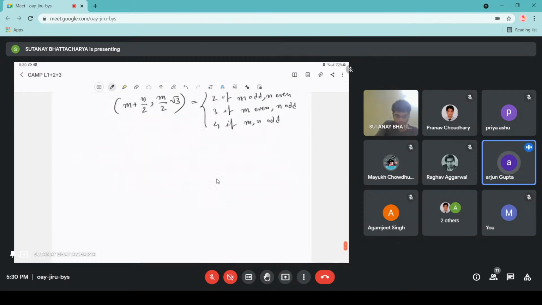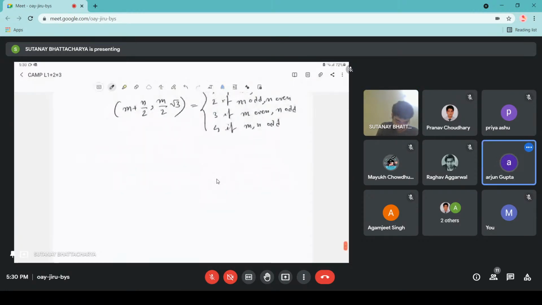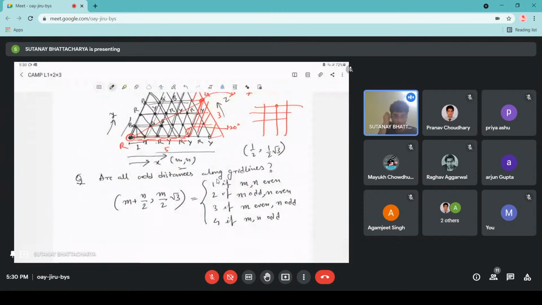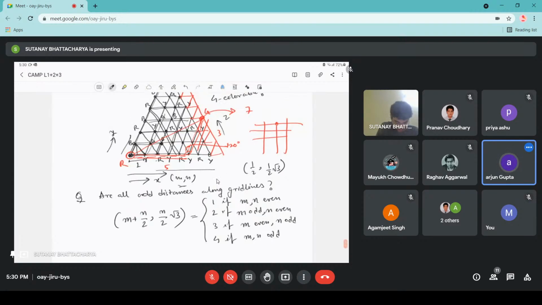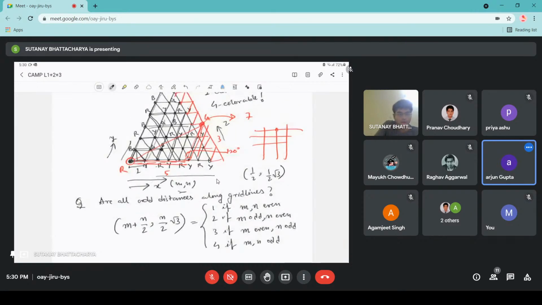Isn't the x-axis m root 3 by 2 in the Euclidean thing? Isn't what? Say that again. Shouldn't this be m root 3 by 2 instead of m plus n by 2? What did I do? Yes, right. I meant to make this n. Yes, correct. It should be m root 3 by 2, I guess, instead of m plus n by 2. Okay, let me check my calculations again.